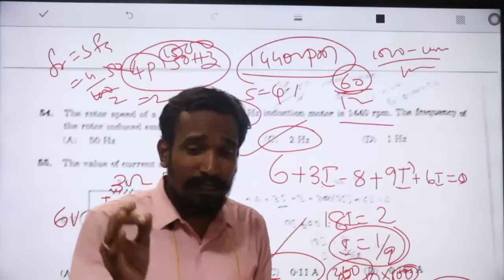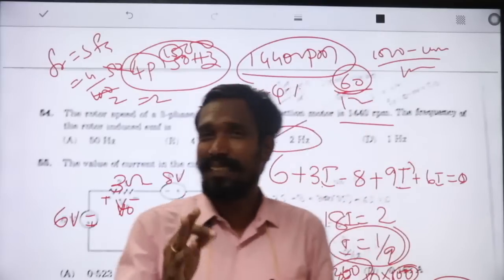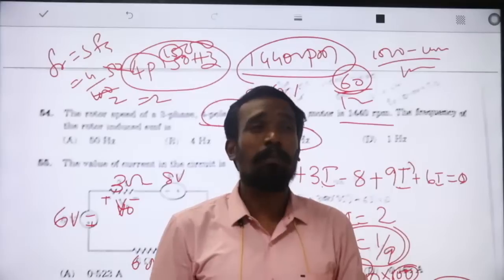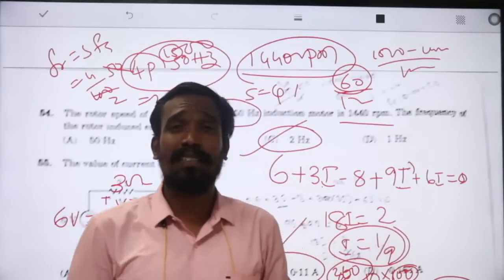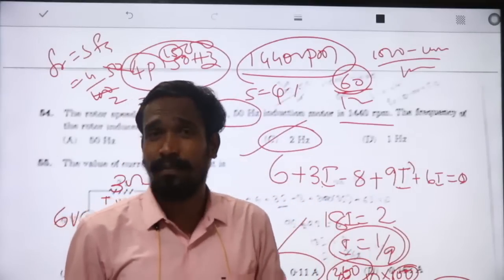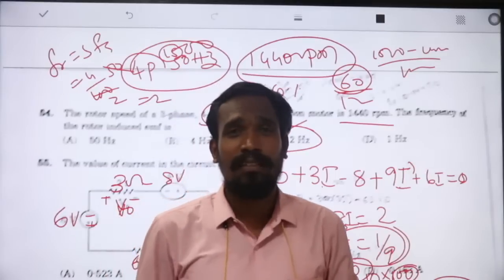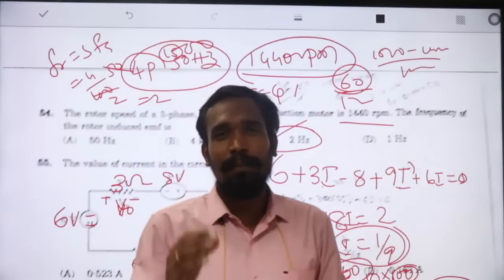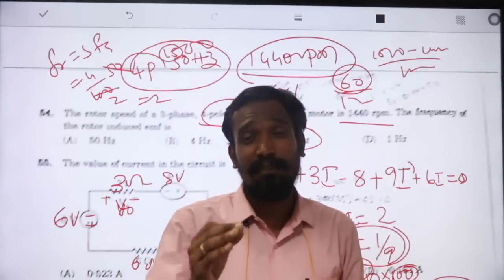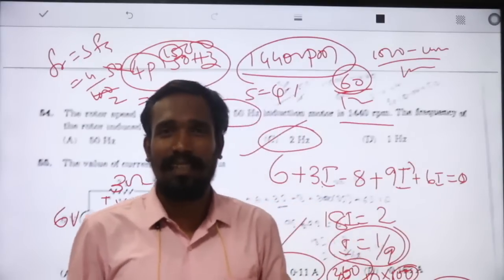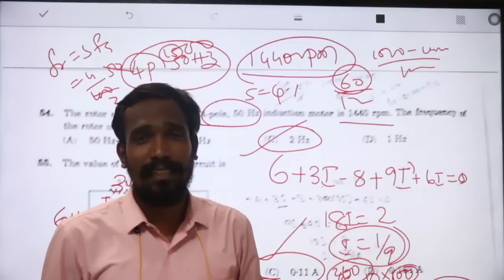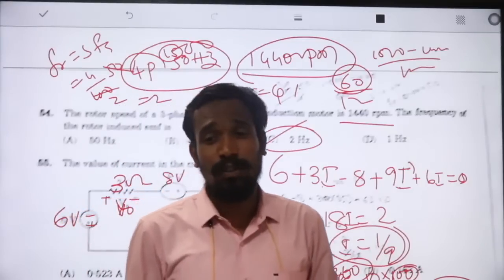And what is the expected cutoff for this KPTCL AE? The question paper is really good, but most people get wrong answers because of the fear of negative marking. So mostly in the open category, it may be around 45 to 50, 45 plus, because fewer vacancies are there.